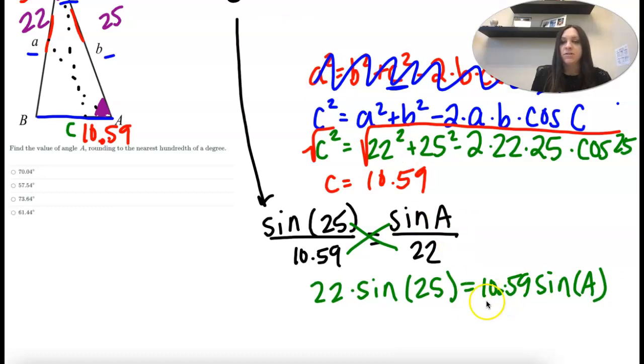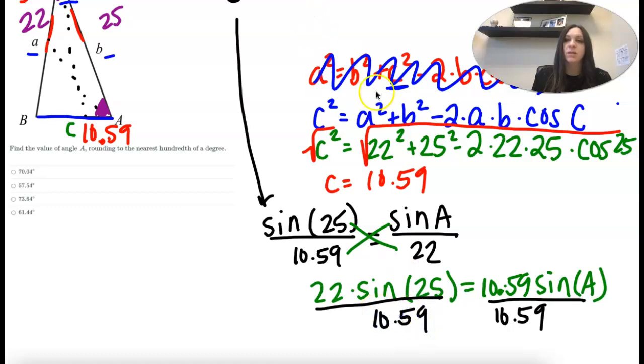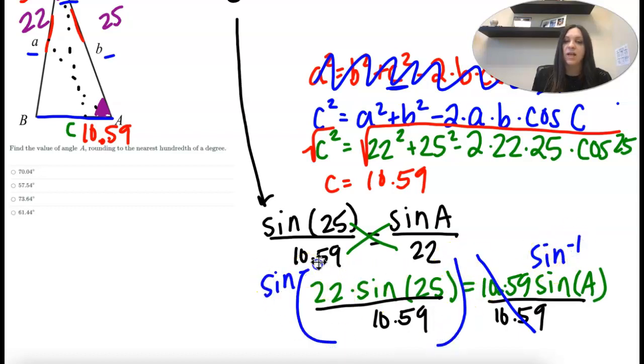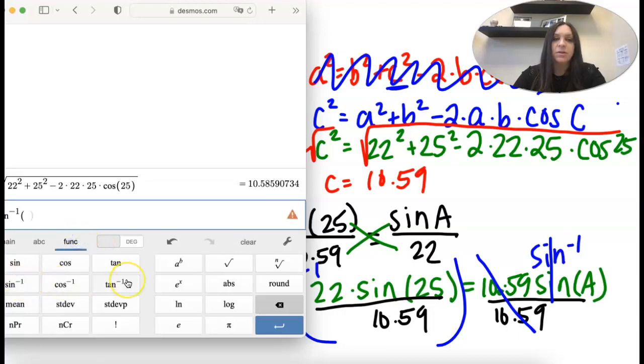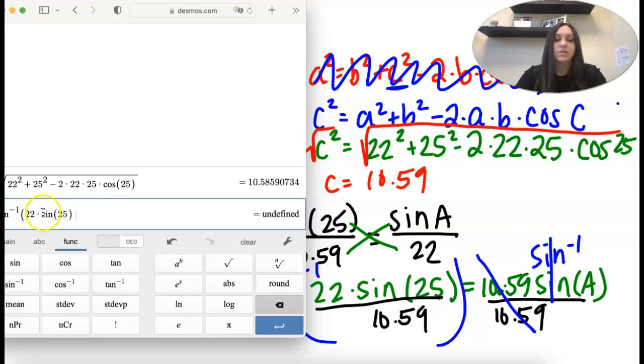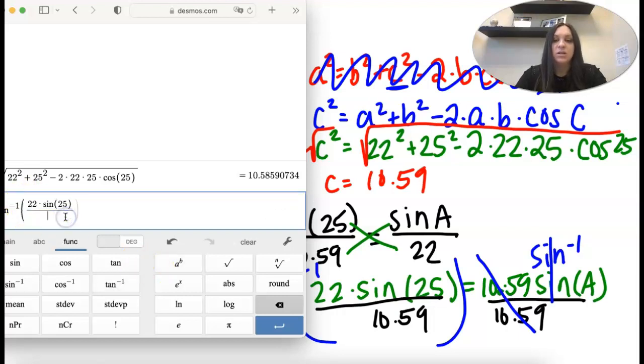So to solve, we're going to divide both sides by 10.59. And then again, I want the inverse sine of both sides because I just want A. I don't want sine of A. And this is from the last section, so it's a good review and it's a reminder that the things we learned in the past we're going to keep using.